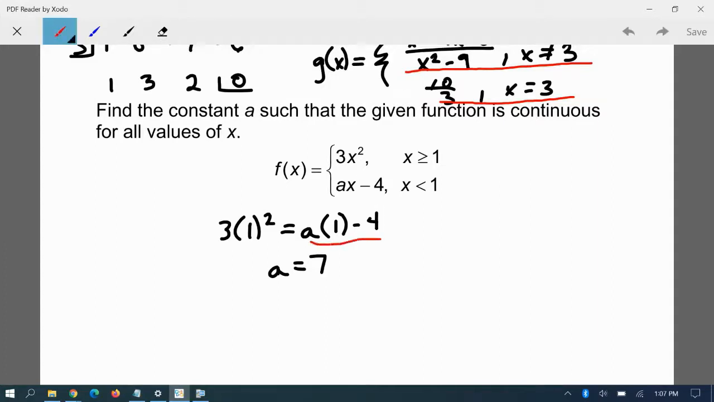So this a times 1 minus 4 is my left-hand limit. 3 times 1 squared is my right-hand limit. 3 times 1 squared is also the function value. So if I can make that left-hand limit equal to that right-hand limit, I know this is going to be continuous. Now I've just got a simple linear equation to solve. Solving for a, it has to be 7.